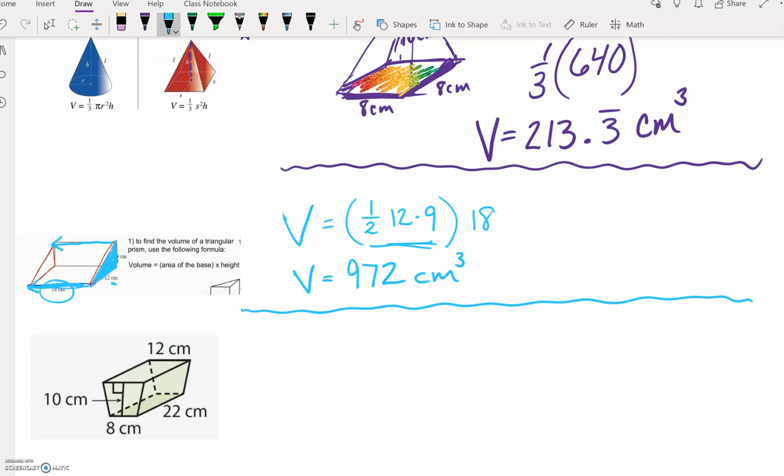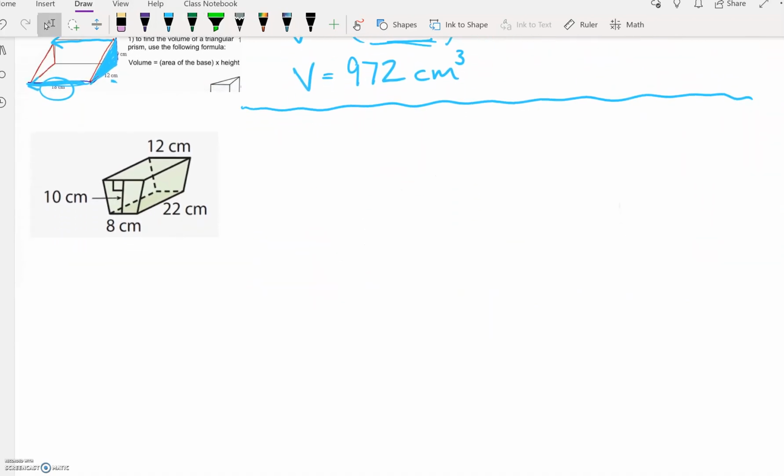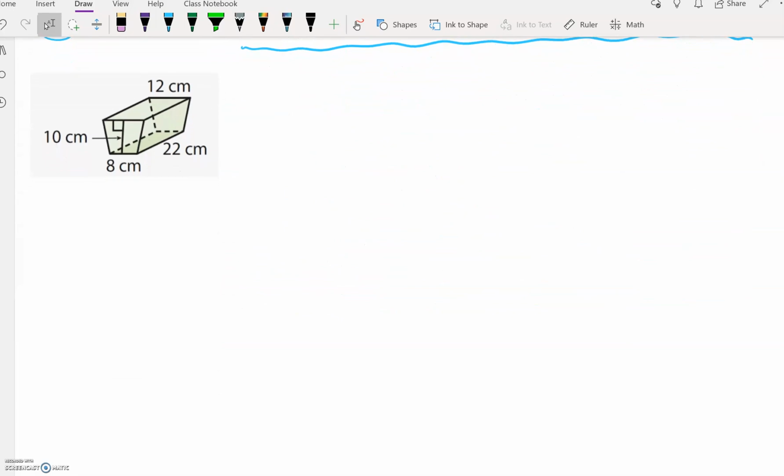I'm going to tackle this trapezoid. The trapezoid is tricky. The reason the trapezoid is tricky is because finding the area of the base of the trapezoid is tricky. So I'm just going to color in this trapezoid back here, this base. See that piece right there? That is the trapezoid area that we have to calculate. And then once we know that trapezoid area, then we just have to multiply it by the 22 you see here to find the volume.